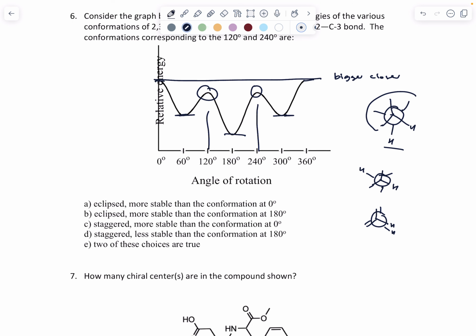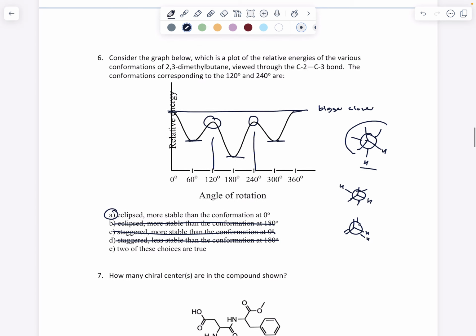Oh, it's not even asking us like gauche or whatever. It's asking which of these are more or less stable. So we know it's eclipsed because they're higher. Eclipsed and more stable than the conformation at 0? Yes. Eclipsed and more stable than the conformation at 180? No. So it's just asking if you could read stability.